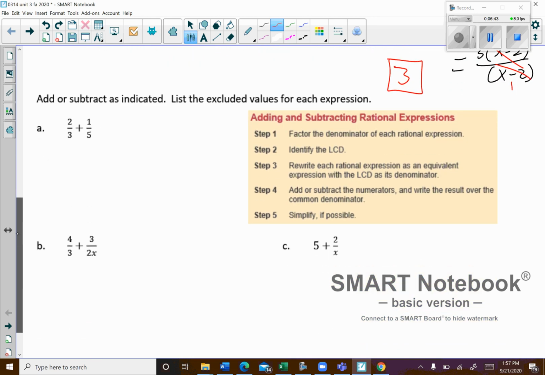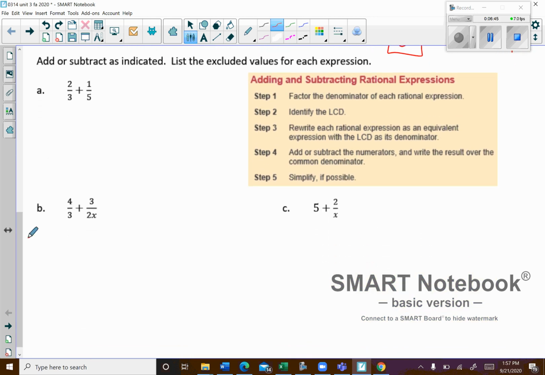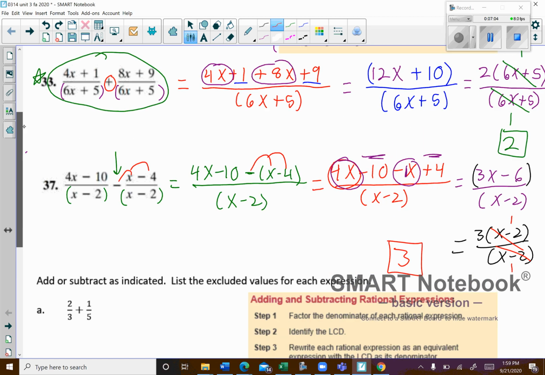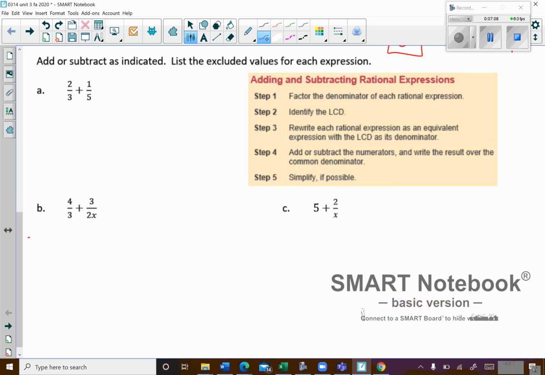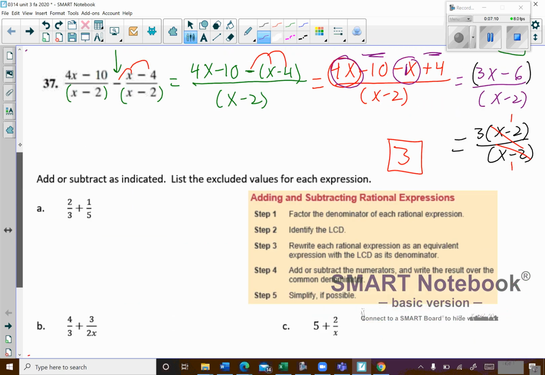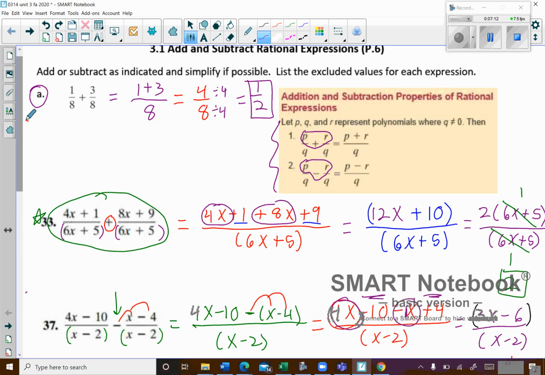So the next part we're going to look at here, we're going to add and subtract, but it asks us to list the excluded values. And what you'll notice here is I don't have common denominators. But what I want to do real quick, I do need to go back and talk about the restricted values, because I just looked at the homework, and some of the questions, not all of them, but some of them will ask you for the restricted values.